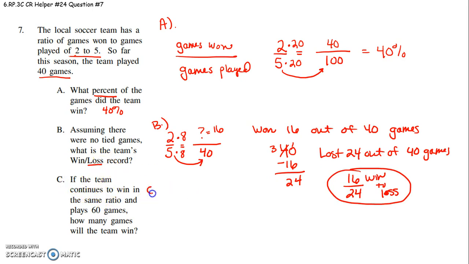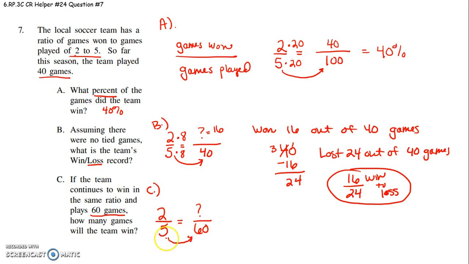Let's look at part C. If the team continues to win in the same ratio and plays 60 games, how many games will they win? Okay, win to games played is 2 to 5. And they're saying if it stays, they're going to win 2 out of every 5 games, or 40% of their games. How many games do you predict they'll win out of 60?